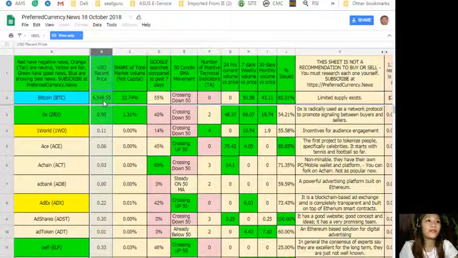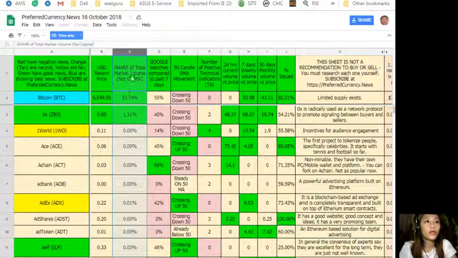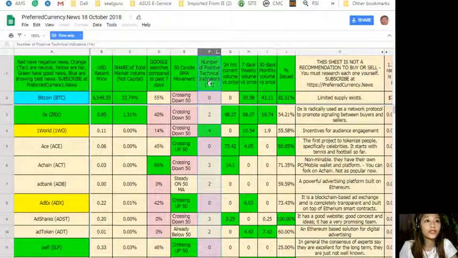So the Bitcoin costs $6,549. So that's a huge amount. Now, column C says share of total market volume. And Google search companies for column D for the past 7 days. Here in column E, that's 50 candle SMA movement. Now F, that's number of positive technical indicators. Now, you can see which of these tokens or coins has the most number of positive technical indicators by clicking the arrow here.